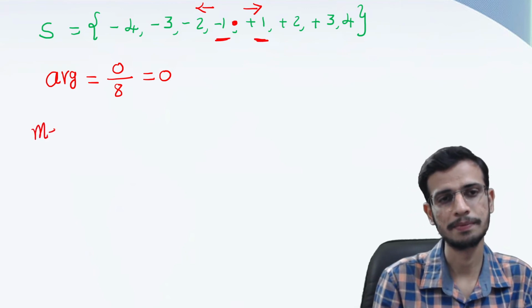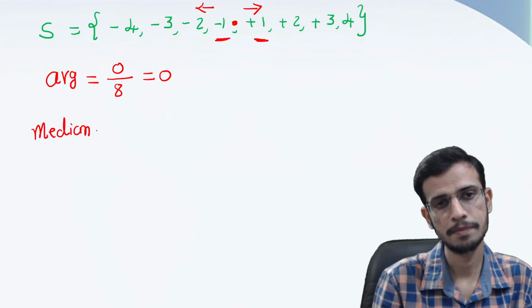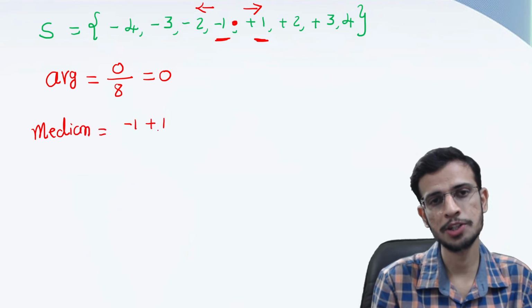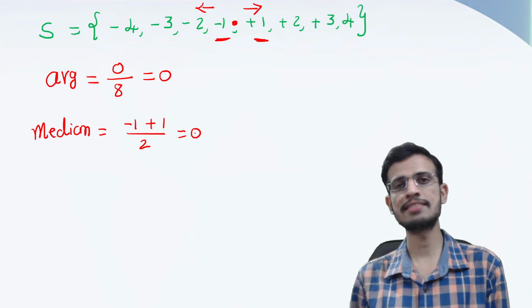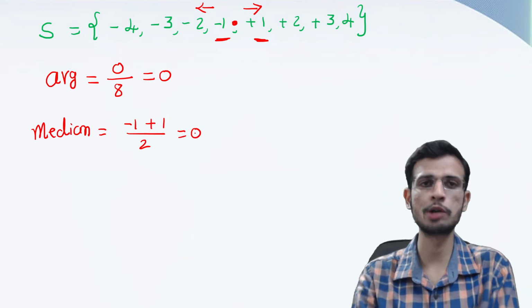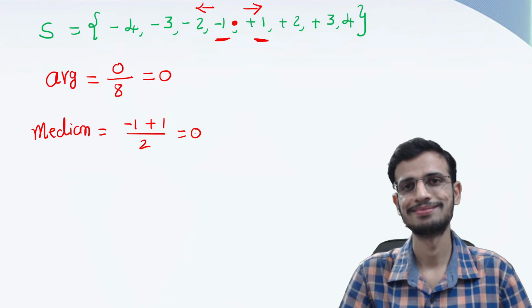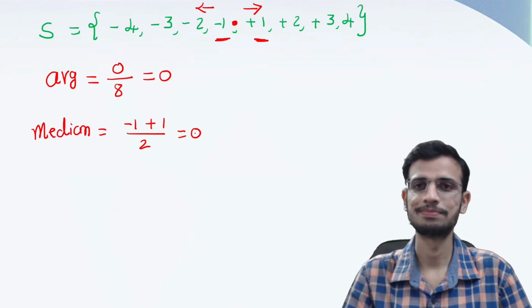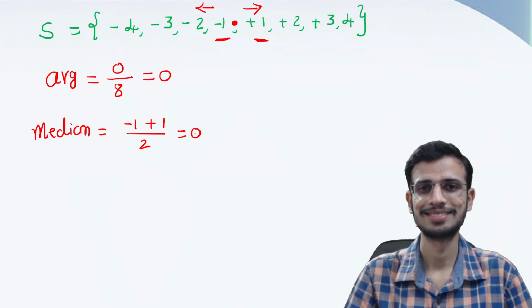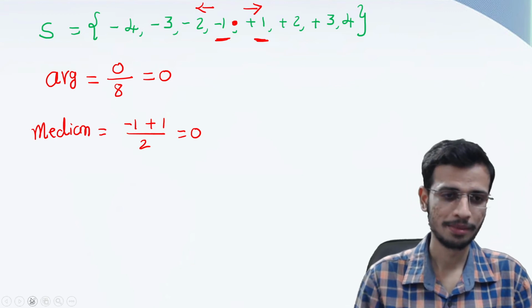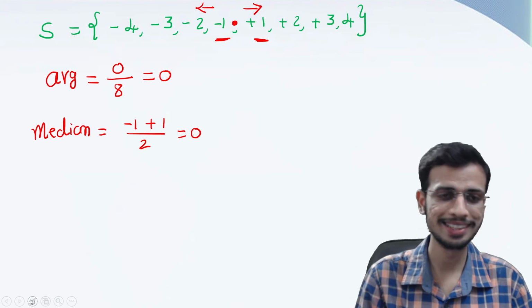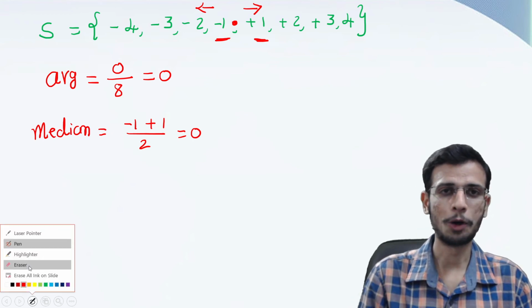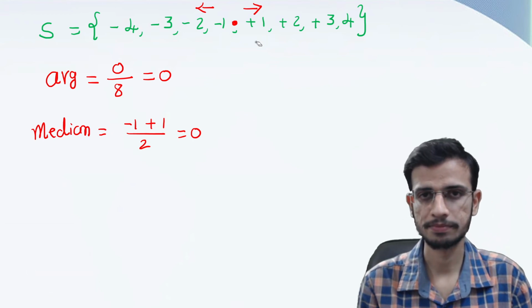What is median? -1 plus 1 divided by 2. So in this case, both average and median are equal to 0. Both are equal. So should we choose option C, or should we wait for one more observation?